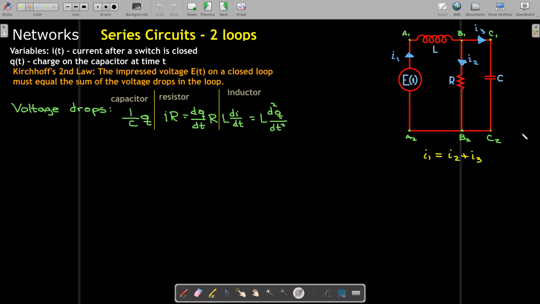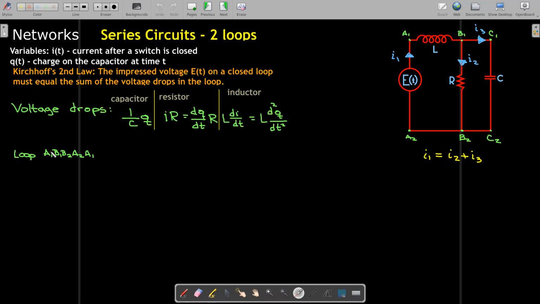Here's another interesting circuit here with, again, 3 loops. And what's interesting here is we have a capacitor. We could find a second order differential equation involving the charge, but we're looking for a linear first order differential equation involving the current. So we'll have to do a little more work.